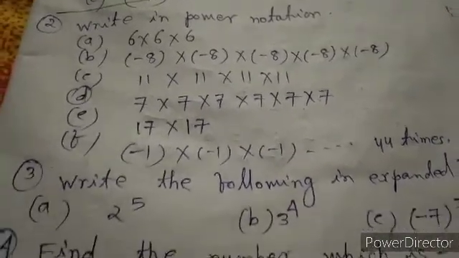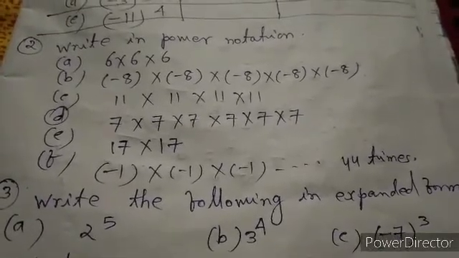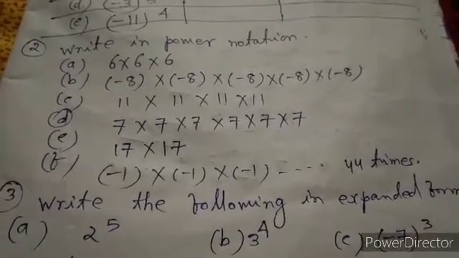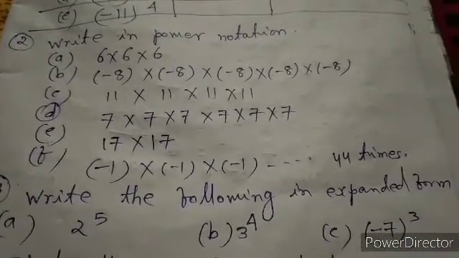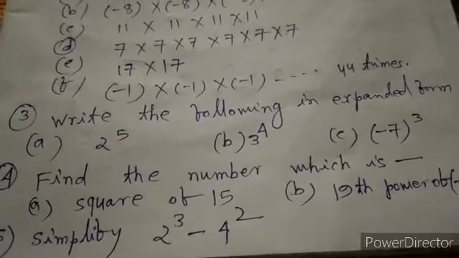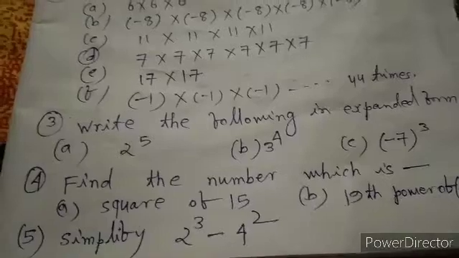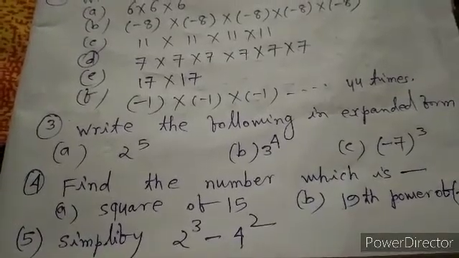Question 3. Write the following in expanded form: A 2 to the power 5, B 3 to the power 4, C minus 7 whole cube. Question 4. Find the number which is A square of 15, B 19th power of minus 1. Question 5. Simplify 2 cube minus 4 square.